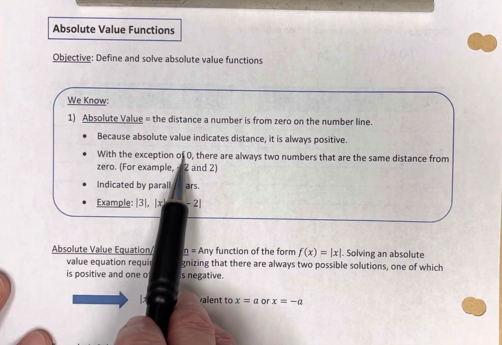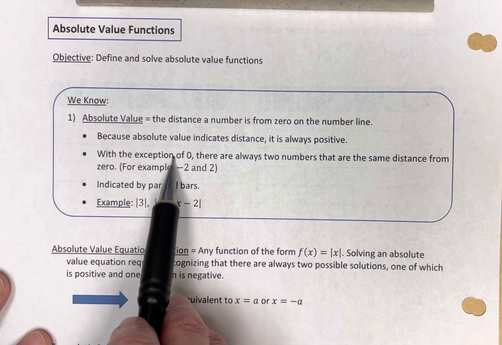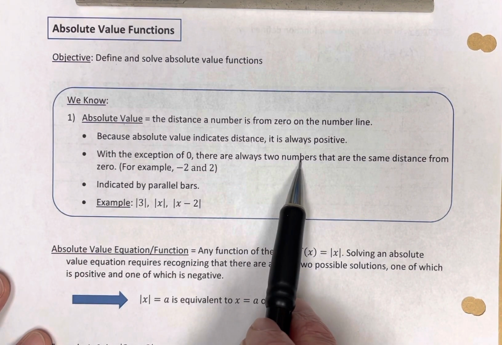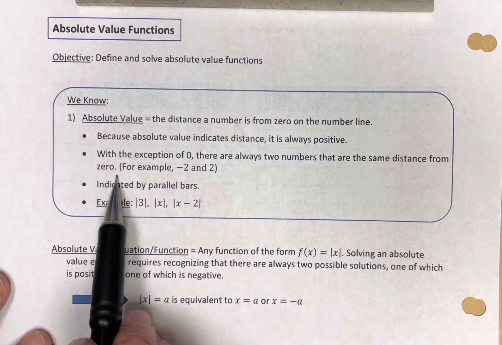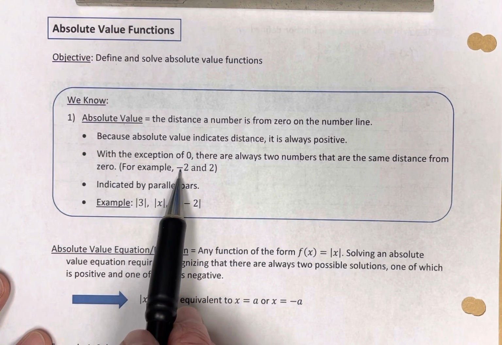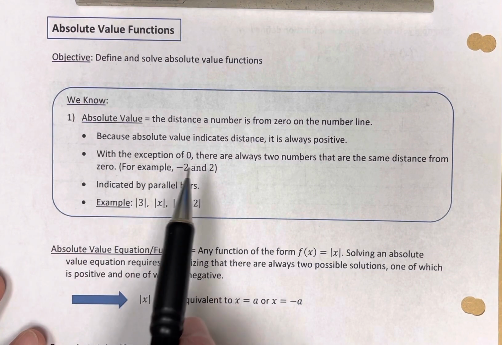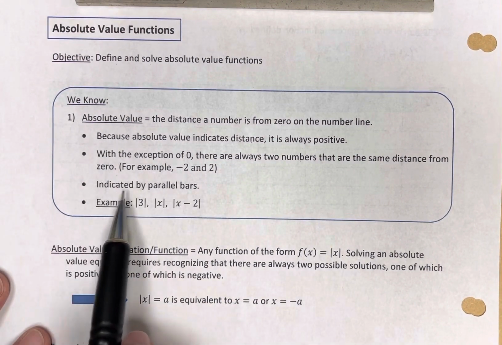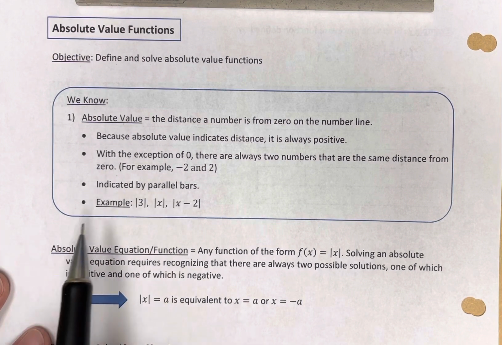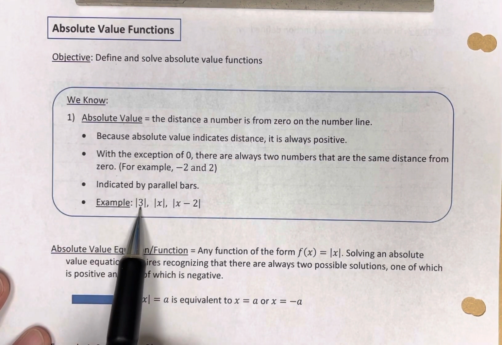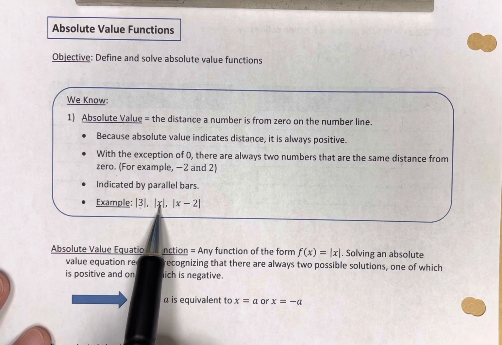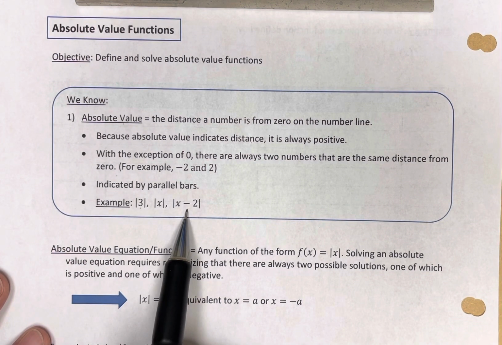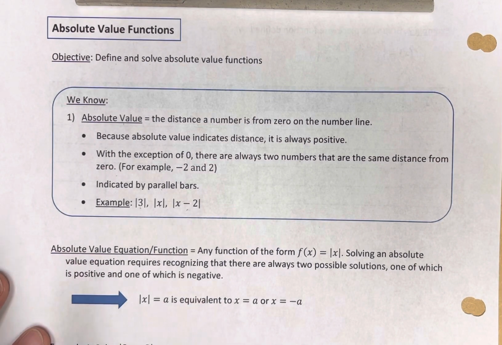With the exception of 0, which is always 0 from 0 on the number line, there are always two numbers that are the same distance from 0. For example, both -2 and 2 are 2 units from 0. Absolute value is indicated by parallel bars. Examples of that include the absolute value of 3, the absolute value of a variable like x, the absolute value of an algebraic expression like x minus 2.